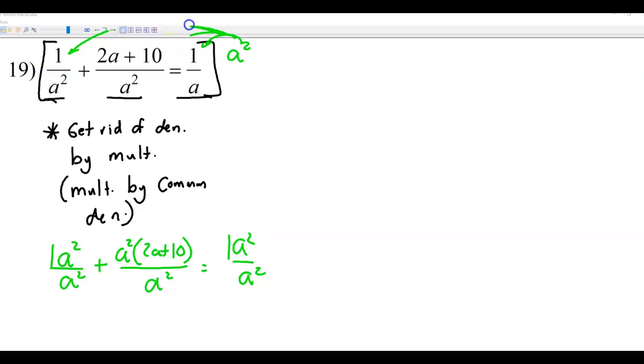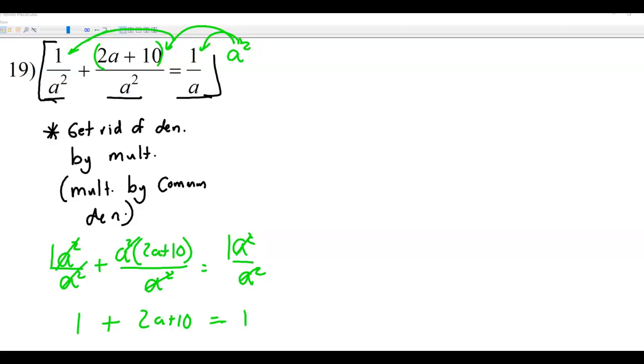Since I changed the way I did that, I'm going to rewrite my arrows. So you just put 1 here, you put 1 here, and you put 1 over there also. Okay, so there's that. Now, these cancel, and I'm left with 1. These cancel, and I'm left with 2a plus 10. And these cancel, and I'm left with 1. So that's the trick there, is to multiply by the common denominator.